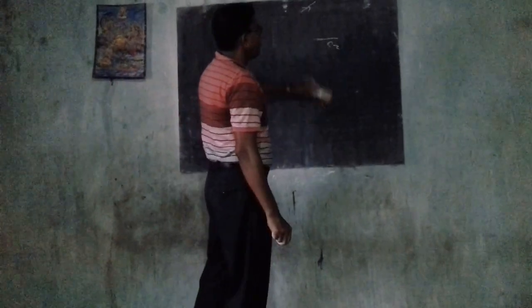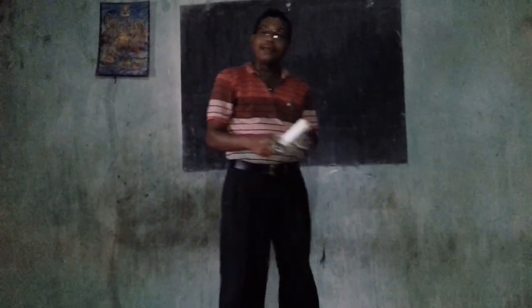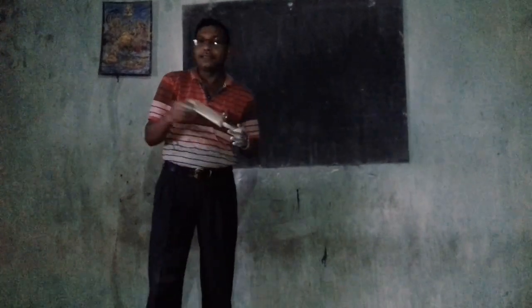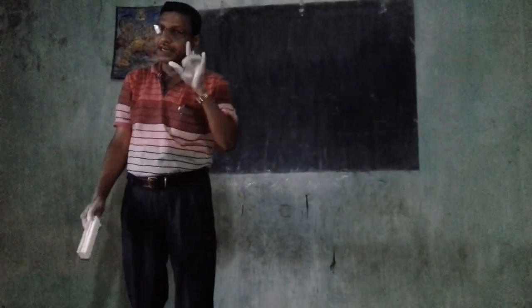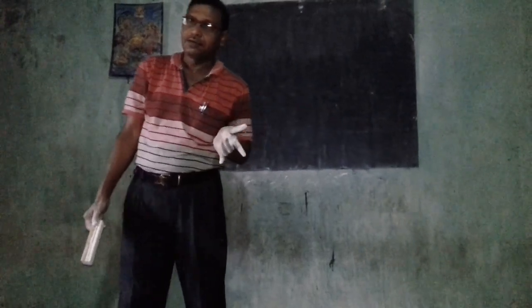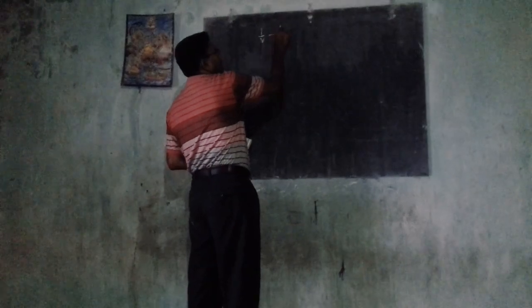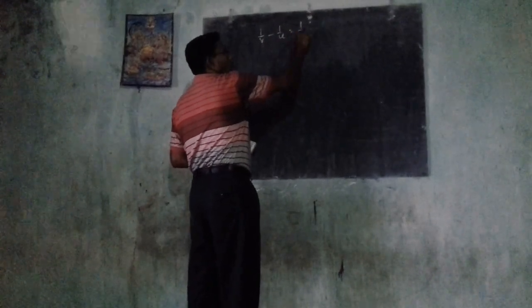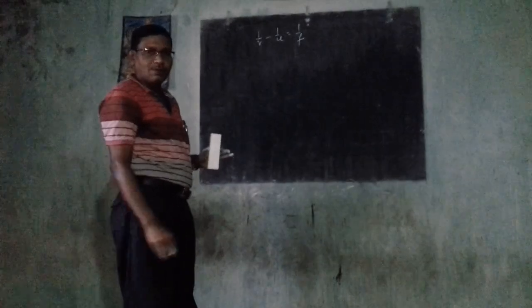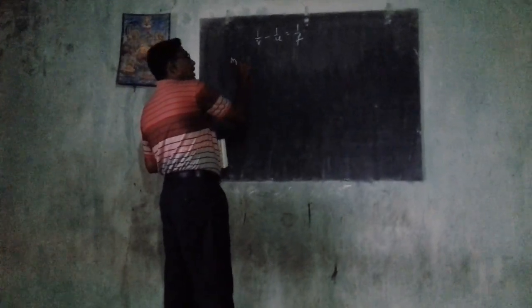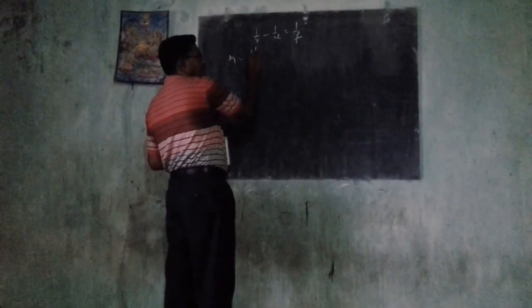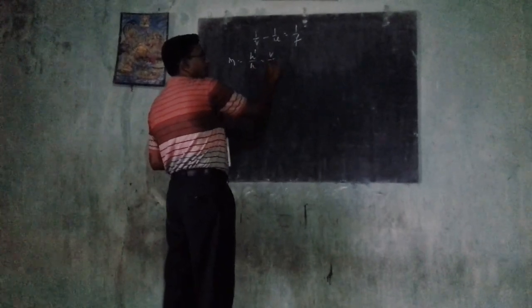Now some signs: the sign convention you studied for the spherical mirror is the same here also. Okay, and what is the lens formula? Lens formula is 1/v minus 1/u equal to 1/f, and the magnification m equal to h dash by h is equal to v by u. Now some problems here also.